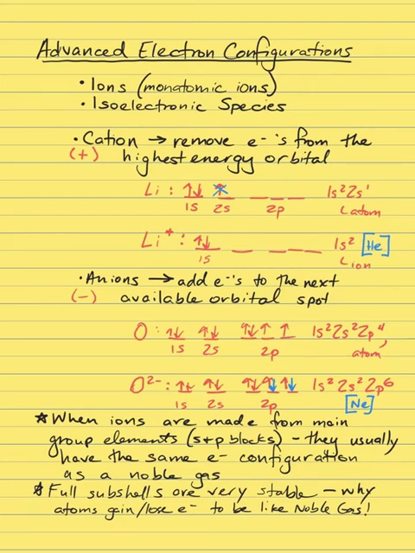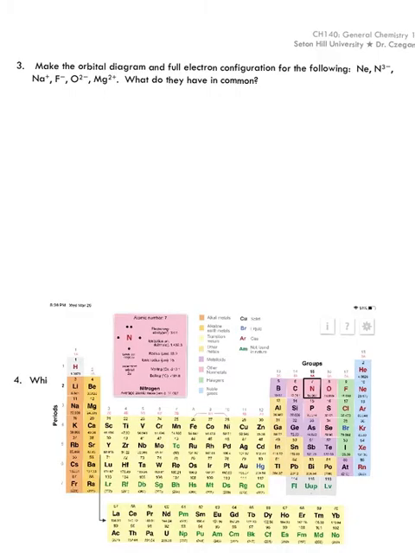Okay, let's go ahead and do a couple more examples of this. I'm going to use some of the problems from number 3 on your electron configuration handout. Here we are on number 3, and we are looking to make the orbital diagram and full electron configuration for the following species. I'm not going to go through all of these, just a couple of the ones we haven't done yet: nitride ion, N3 minus, and then magnesium ion, Mg2 plus.